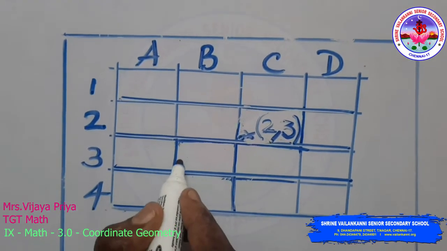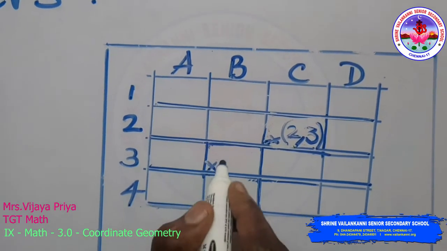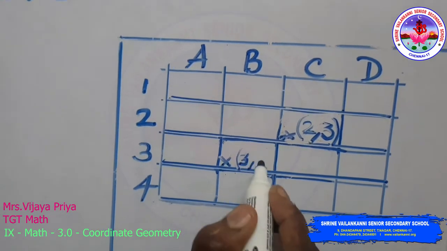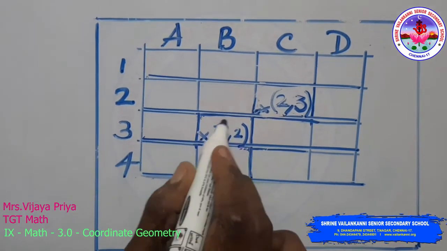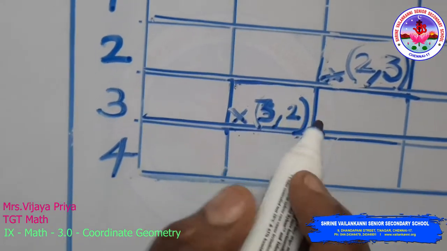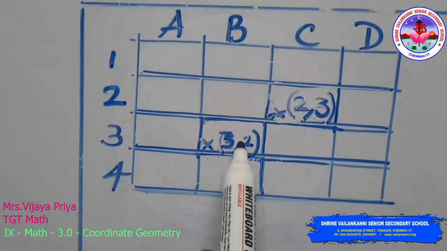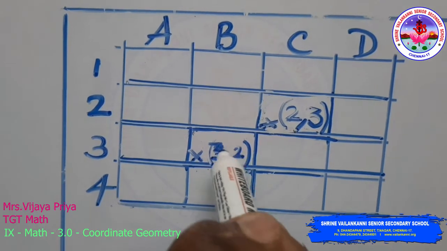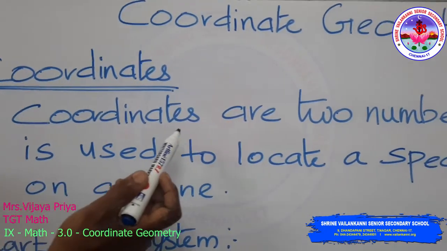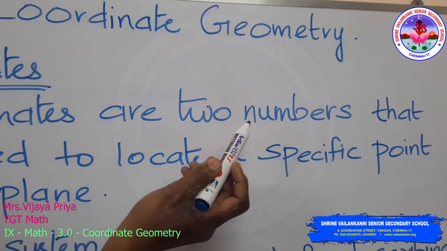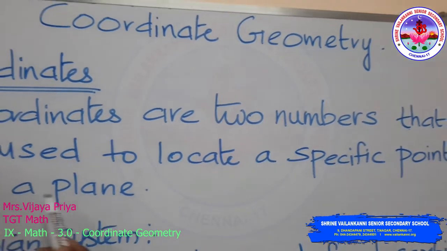Suppose a student is sitting here, how will you represent this position? This is in the third row and second column. So in this case (3, 2) are the coordinates of this box, where the row and the column coincide. So we define coordinates as 2 numbers, that is x and y, that are used to locate a specific point on a plane.